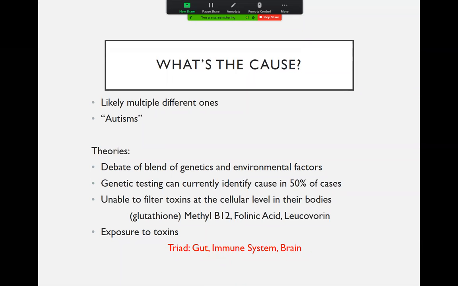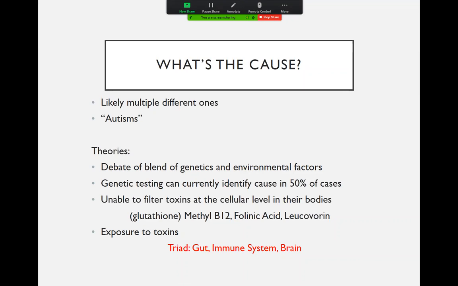Some theories are that individuals with autism are unable to filter toxins at a cellular level, if I can talk today, and particularly their glutathione. They look at their methyl B12, folinic acid, and some of those studies have been quite interesting and actually started here in Arkansas as well. Exposure to toxins is another thought, and some of those environmental toxins or some of that oxidative stress that they talk about that infants and young children may have experienced at some point in their early childhood, early development.